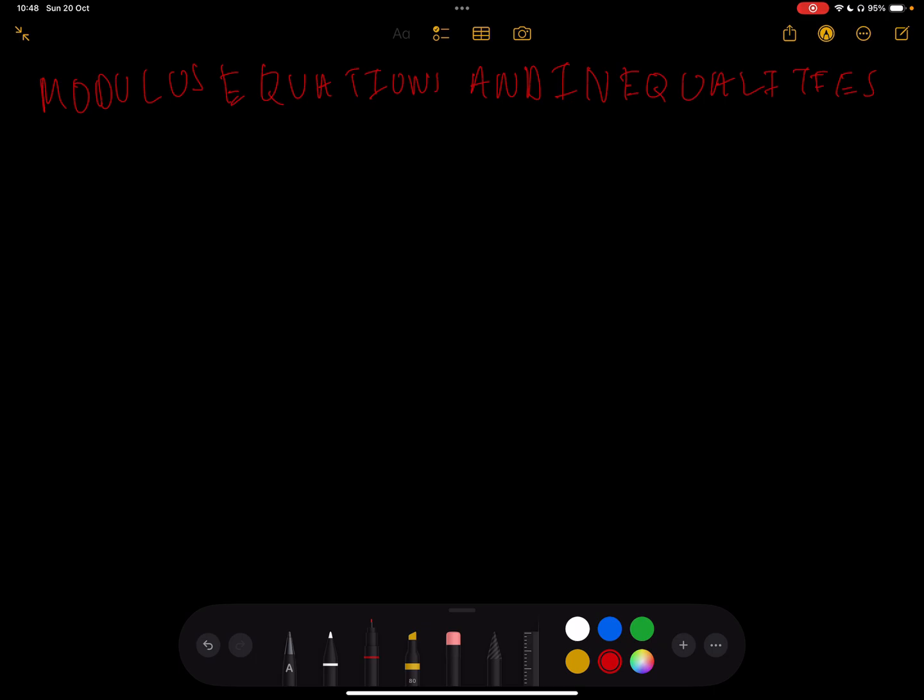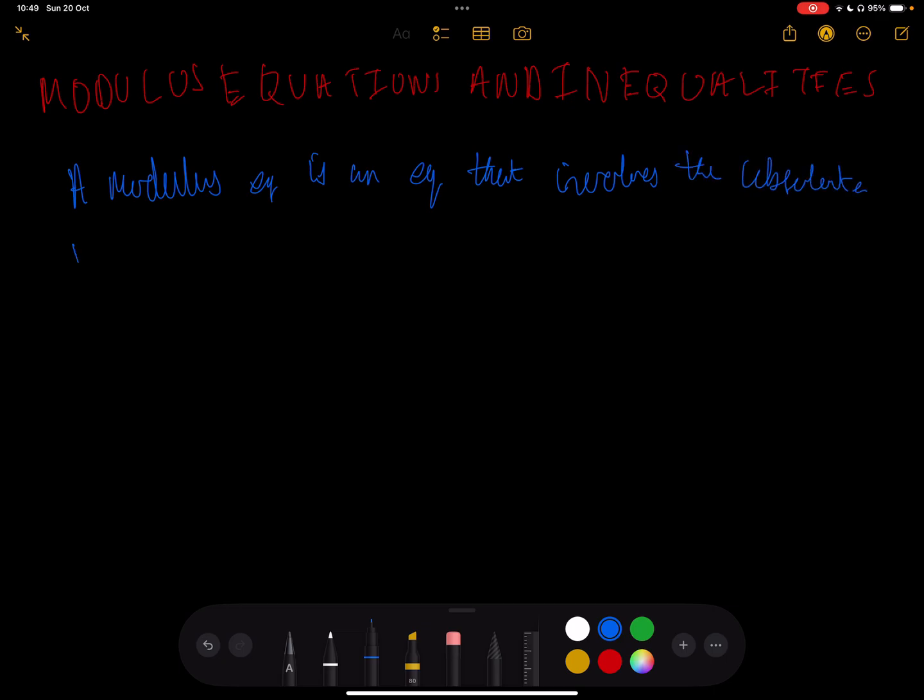All right. So the first thing that we need to know is that a modulus equation is an equation that involves the absolute value function. If you don't know what the absolute value function is, I went over it in my last video, but it's basically y is equal to the modulus of x, whereby the modulus of a number, let's say any number n, where n is an element of the real numbers.